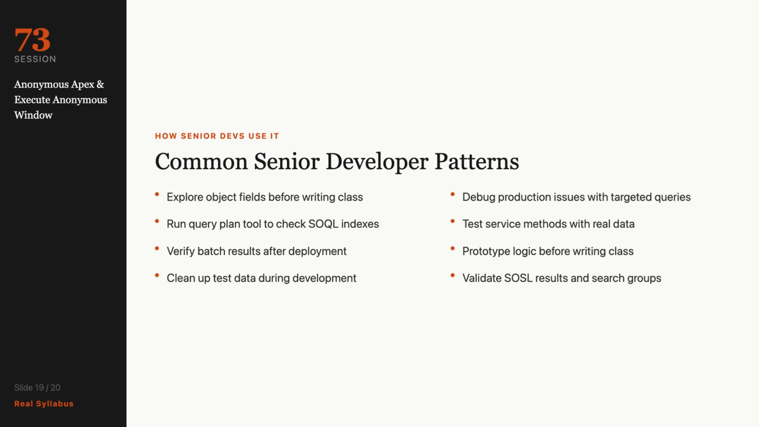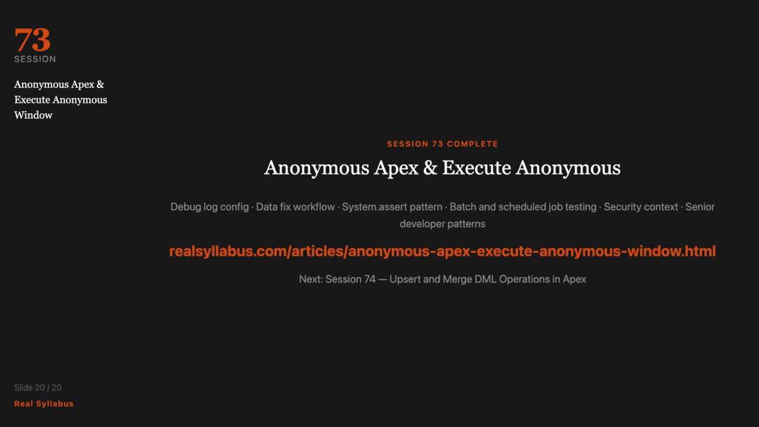Session 73 is complete. The topics covered: what Execute Anonymous is and how it differs from deployed Apex, how to open it in Developer Console and read the debug log, governor limit behavior in anonymous context, testing SOQL queries before writing classes, the data fix workflow, calling class methods, using system.assert for lightweight testing, running batch and scheduled jobs, security and sharing considerations, and the common patterns senior developers use it for.